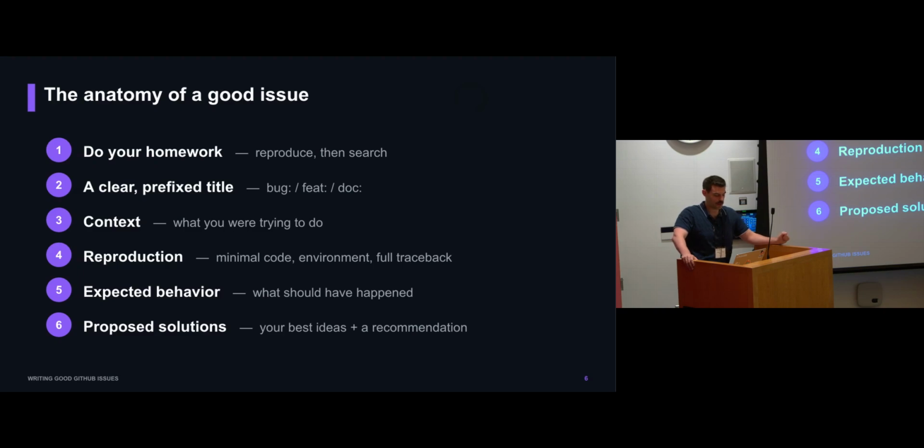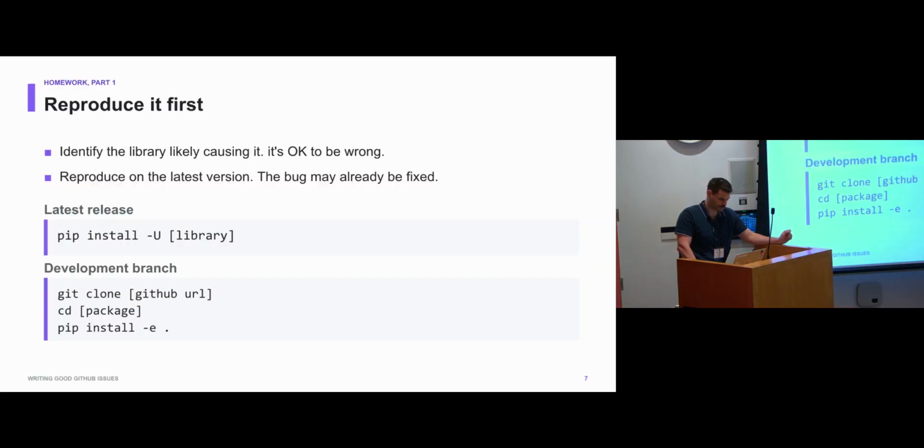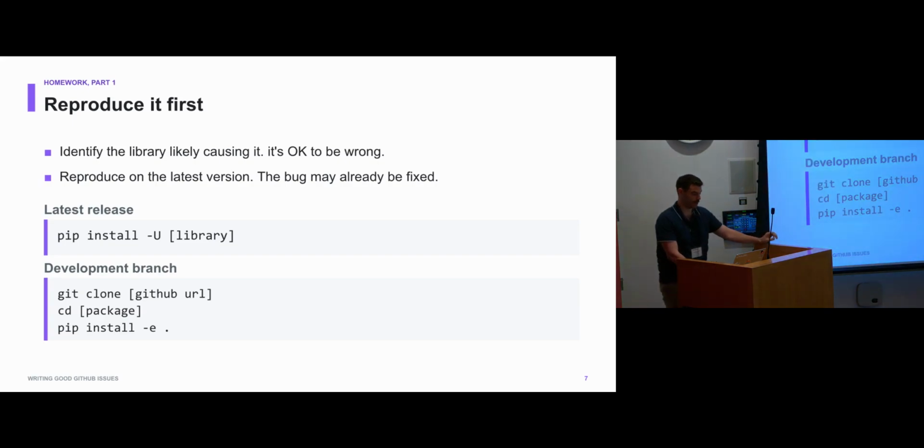But basically, first of all, you do your homework, you try to reproduce, and you try to search for an existing issue. Second, you need a clear title. Third, provide a bit of context. Fourth, show how to reproduce it. Fifth, talk about expected behavior, and sixth, propose solutions. So first, you want to be able to reproduce this bug.